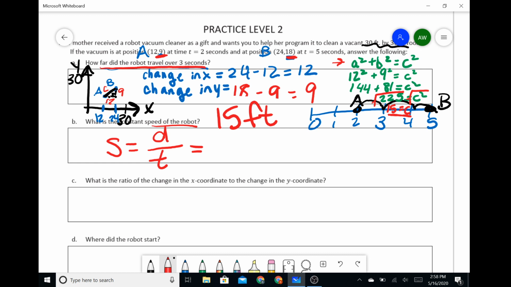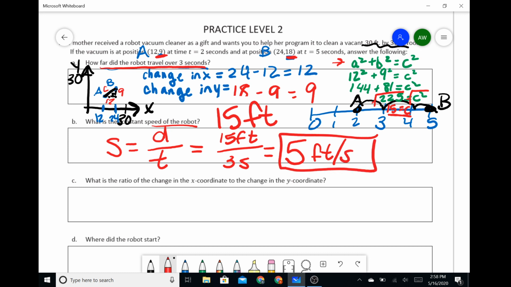Yes, exactly. You got it. So 15 feet over 3 seconds is 15 divided by 3, which is 5 feet per second. Perfect.